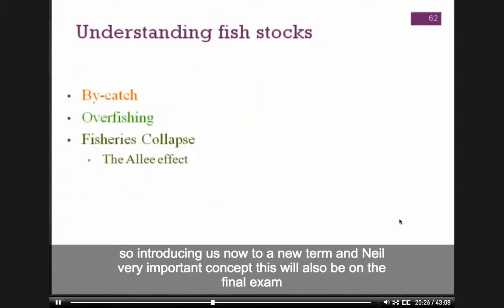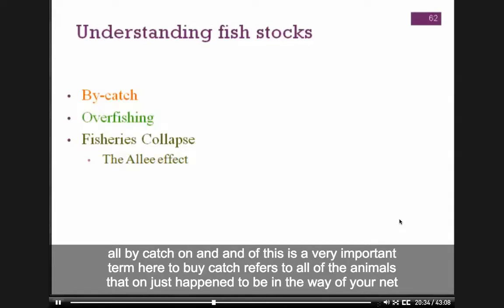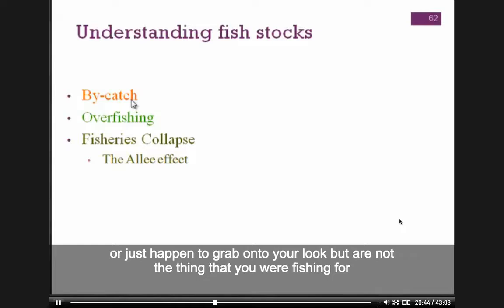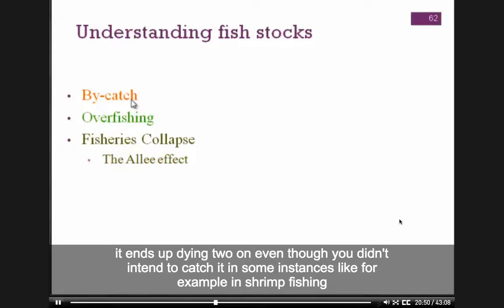So introducing us now to a new term, a new, very important concept. This will also be on the final exam. Bycatch, and this is a very important term here too. Bycatch refers to all of the animals that just happen to be in the way of your net or just happen to grab onto your hook, but are not the thing that you were fishing for. It ends up dying too, even though you didn't intend to catch it.